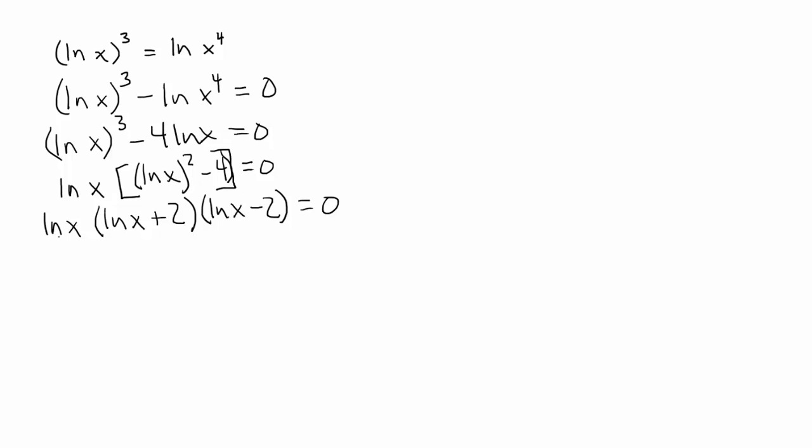And now we're going to set each of the factors equal to 0 and solve them. So we have ln of x is equal to 0. And the inverse of ln is e, so we're going to exponentiate both sides. So we can say that x is equal to e to the 0, which is equal to 1. Anything to the 0 is equal to 1.